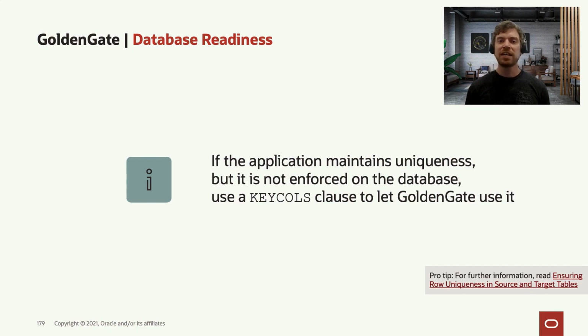There are some applications that maintain uniqueness inside of it. So it won't have any object created in the database to tell Oracle that that column is unique, like a constraint or a unique index. However, if you know that because of some application logic, that table has a unique column, you can specify in your extract configuration this KEYCOLS clause, and then specify which columns are unique for that given table. That way, when GoldenGate processes, it will know that this column is unique and will do some different behavior on it.